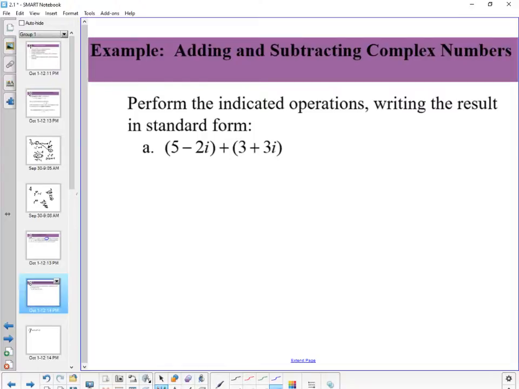Perform the indicated operation. Does adding 2 binomials really affect anything on the right? No. So I can do 5 plus 3, that's 8. And then negative 2i plus 3i plus i is plus i. There we are. Can you give me a thumbs up, thumbs down on this? So far? Not bad.